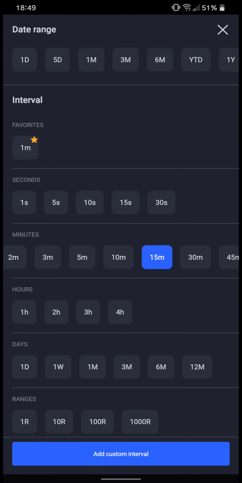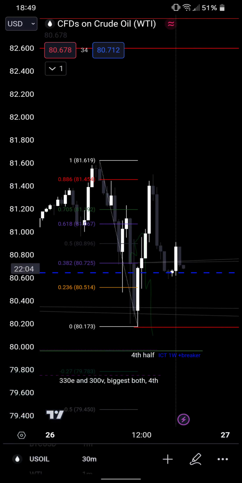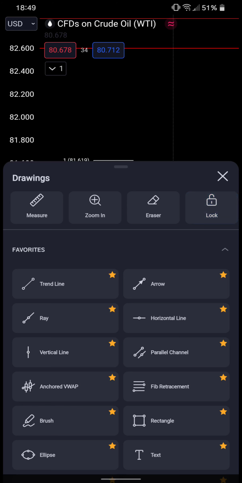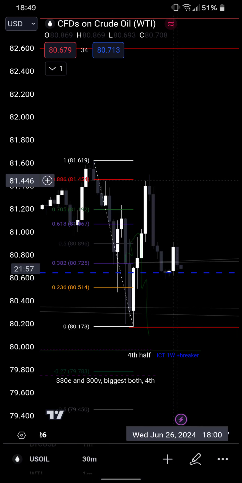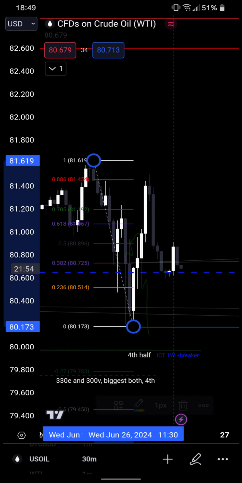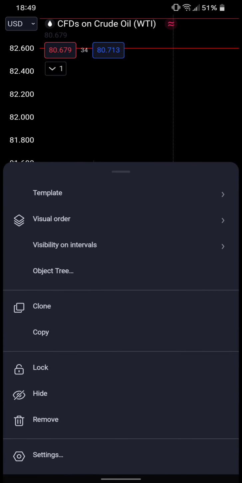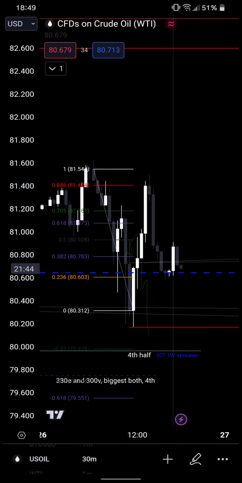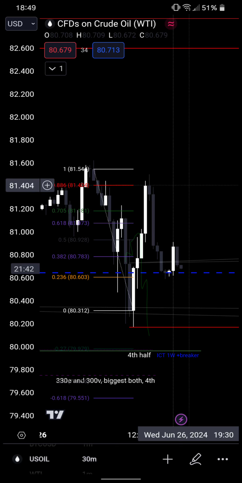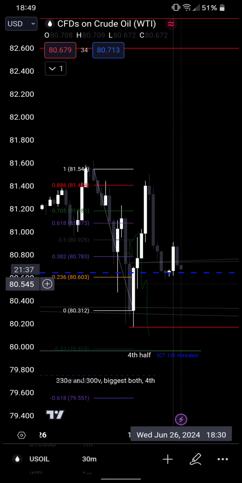If I go to the 30-minute, this is based on the wicks. On the 88.6, it wicked above it, but it didn't close above it. Also, if I put it on the bodies, I believe I have the magnet on. Looks like I may have to just use the wicks. Based on the wicks on the 30-minute, it still couldn't close above it. So what I'm saying is it's still respecting bearish structure on this time frame.